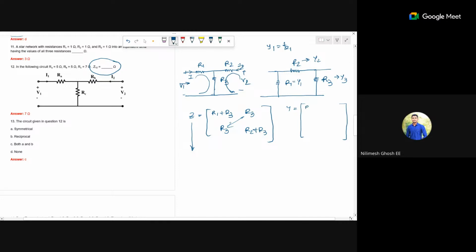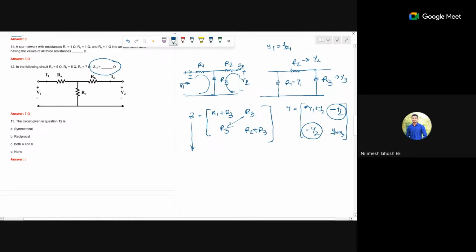So this will be Y1 plus Y2, this will be Y2 plus Y3, this will be minus Y2, and this will be minus Y2. Okay. So you have to take care about this minus. Sir, we have to remember this representation? If you remember this representation, Y1 plus Y2, minus, it will be very convenient for solving the questions. You can also derive that by writing the equations.